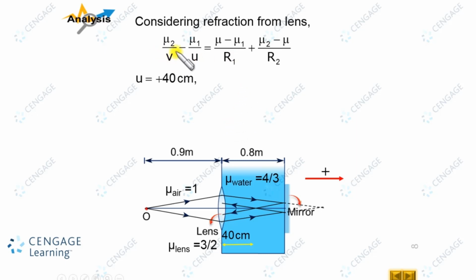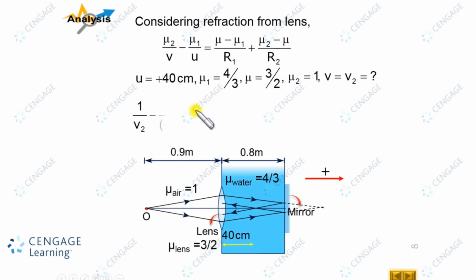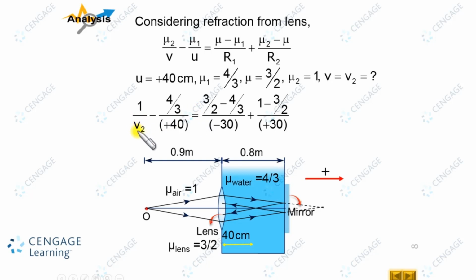And here we are interested to calculate the value of v. Suppose v equal to v2. Now let us substitute the values, and from this relation we can find the value of v2, and v2 is equal to 90 centimeter, and this is plus 90. Plus 90 means right side of the lens, and here is 80 centimeter. That means the final image forms on the right side of the lens at a distance of 90 centimeter from it. Okay.